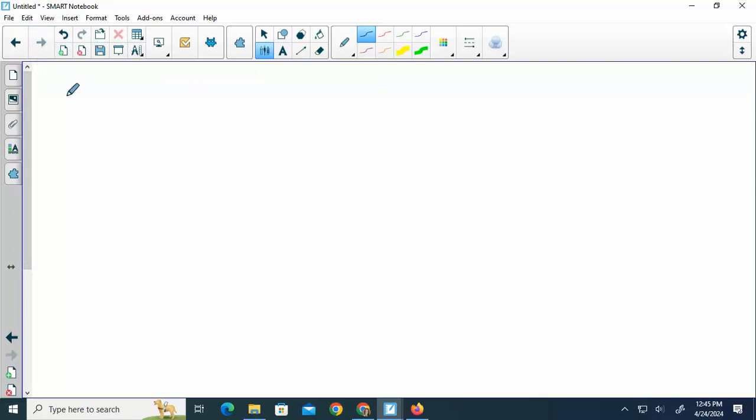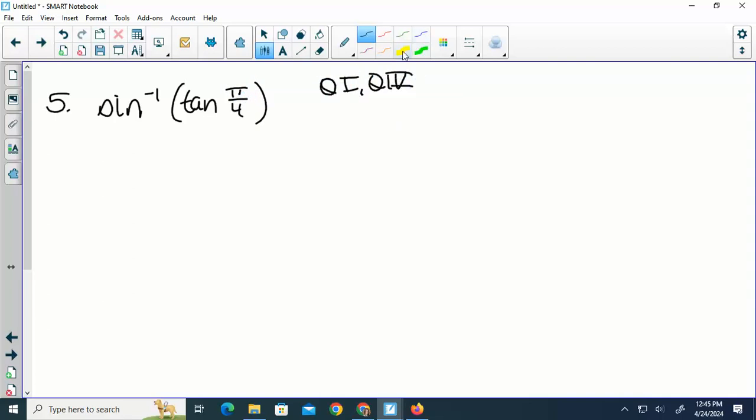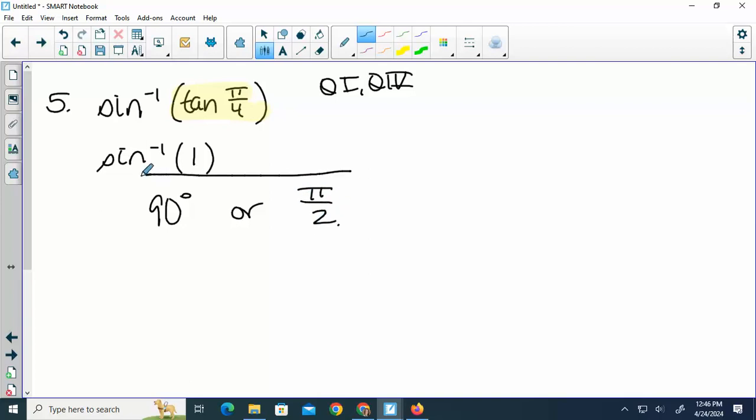All right, problem number 5. Sine inverse. As soon as I see that, I know I'm not dealing with every quadrant. Sine inverse can be which quadrants? 1, 4. But this inside we can evaluate. Tangent of pi over 4 means the tangent of 45 degrees, so radical 2 over radical 2 is 1. So sine inverse of 1 says, tell me the angle when sine is equal to 1. 90 degrees, pi over 2. And I did not tell you in the directions if you had to use gradients or degrees, so either would be fine.